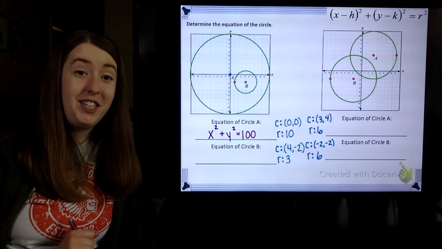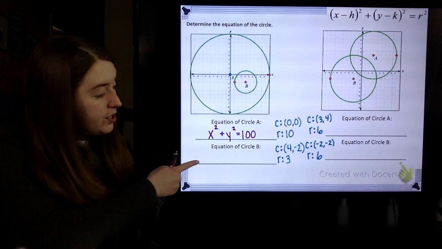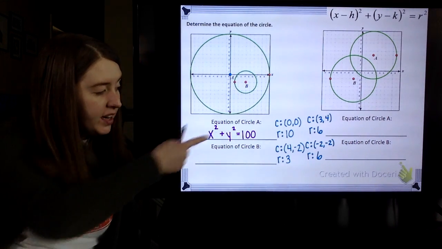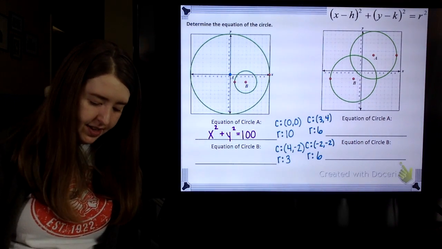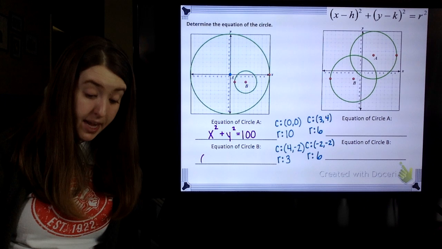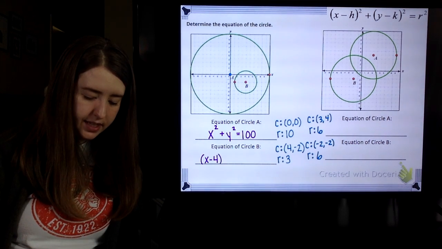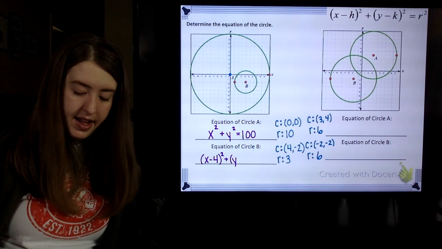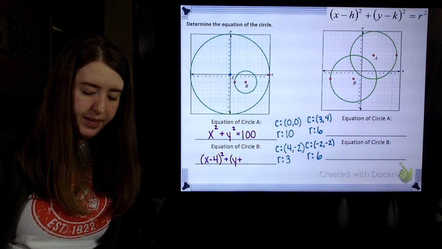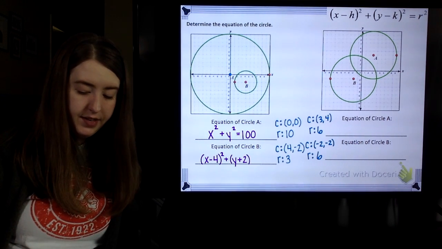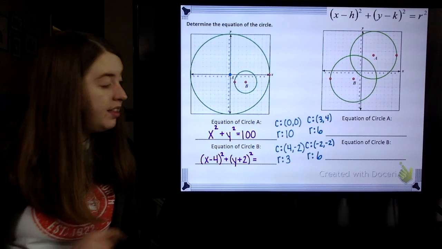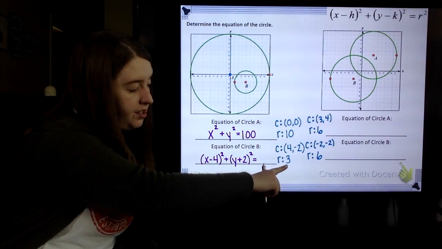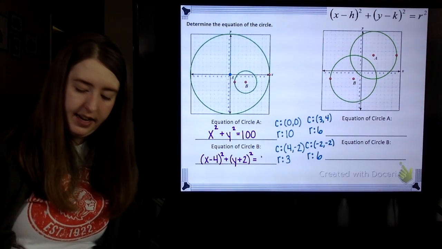Now let's write the equation for circle B. So circle B had a center at 4, -2. So now I'm going to have x minus 4, because it's opposite, squared plus y plus 2, because it's opposite, squared equals. Then I need to take my radius and square it, so 3 squared is 9.